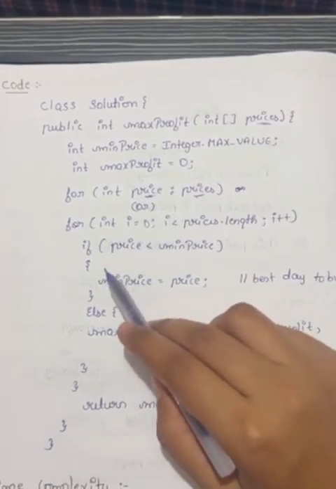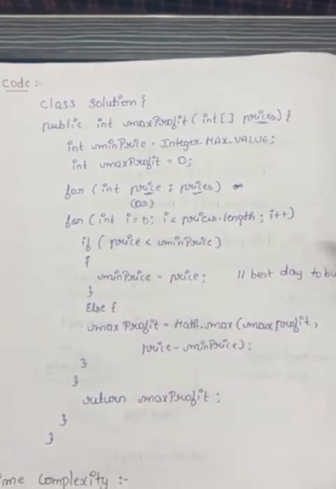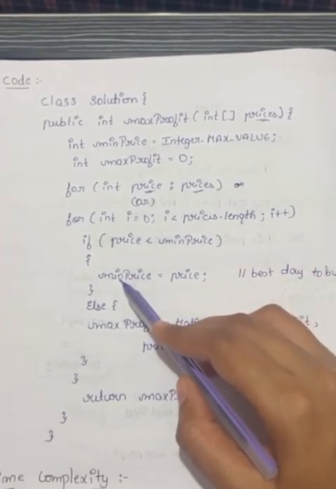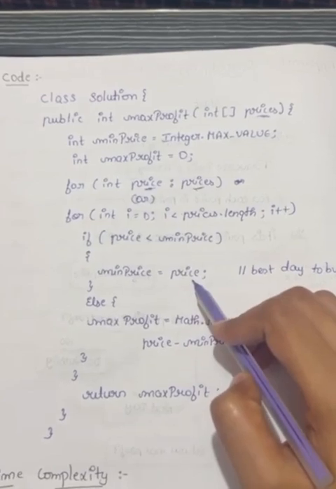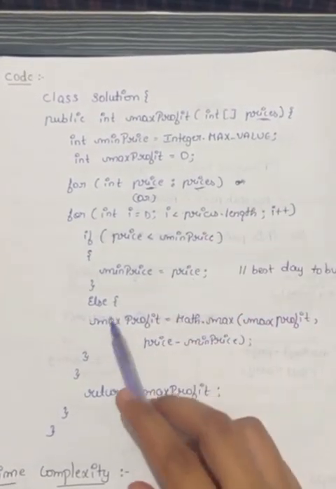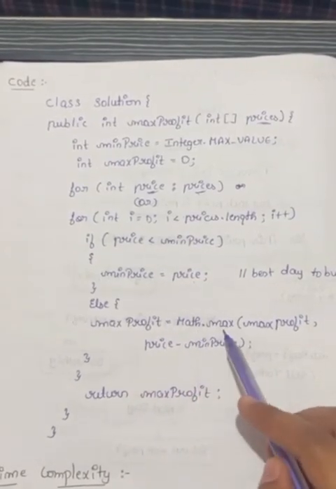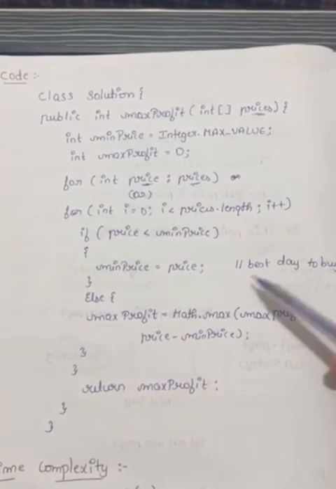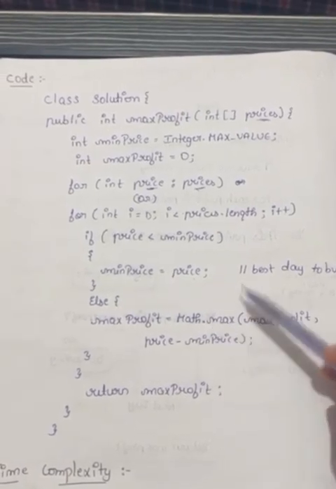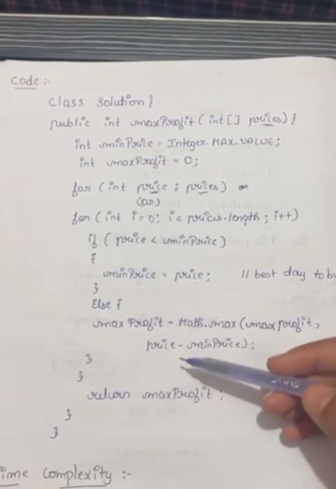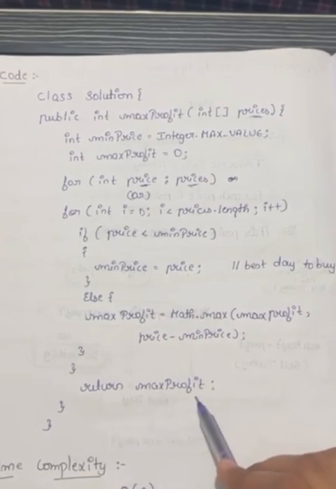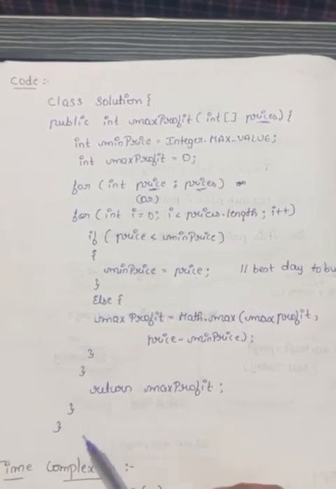Then I'll be checking the condition. If my price is less than min price, then I store it as min price equal to price, and this becomes the best day to buy that stock. Or else, max profit equals Math.max, where I get the maximum profit, that is Math.max of max profit comma price minus min price. Finally I return the max profit. Then I close with this.